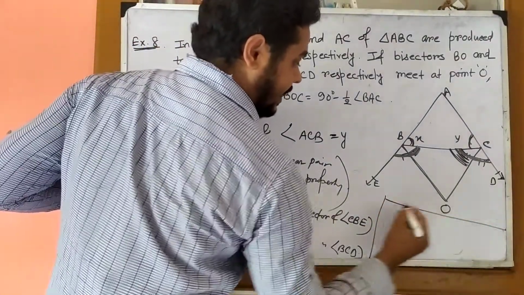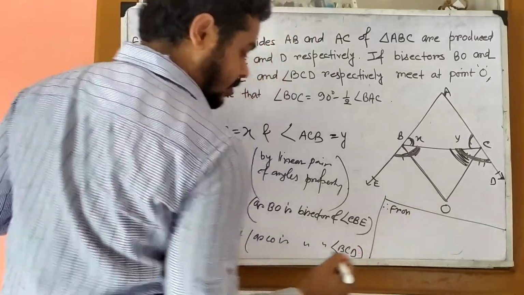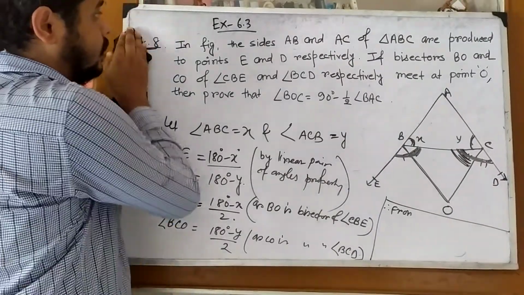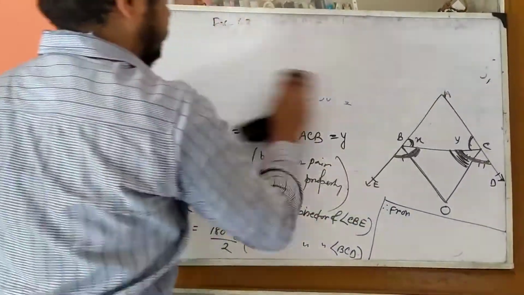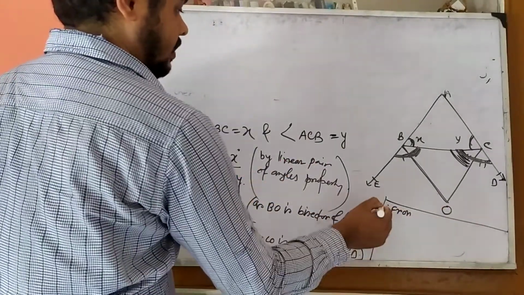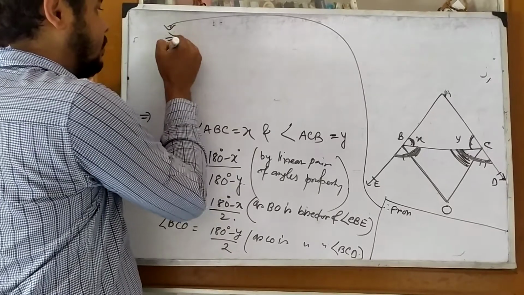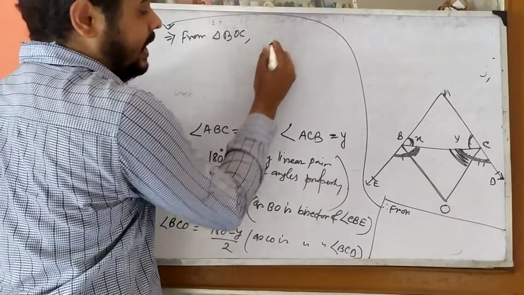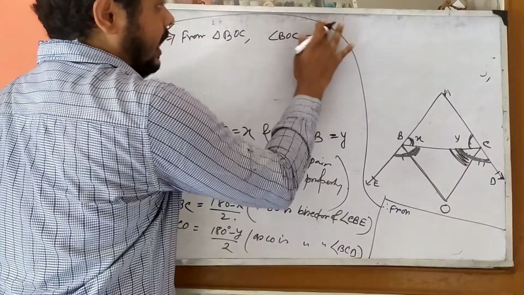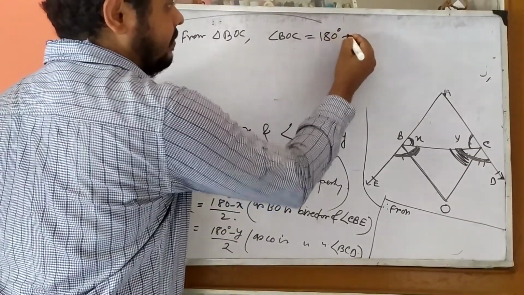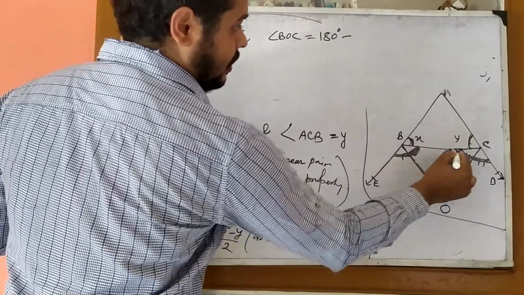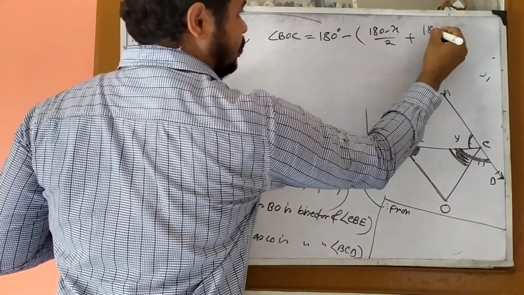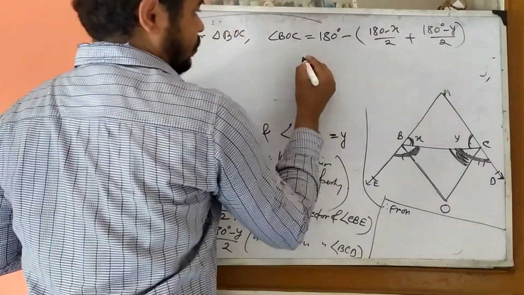Now from triangle BOC we can write angle BOC equals 180 minus the sum of these two angles, and the sum of these two angles means (180 minus X) by 2 plus (180 minus Y) by 2.